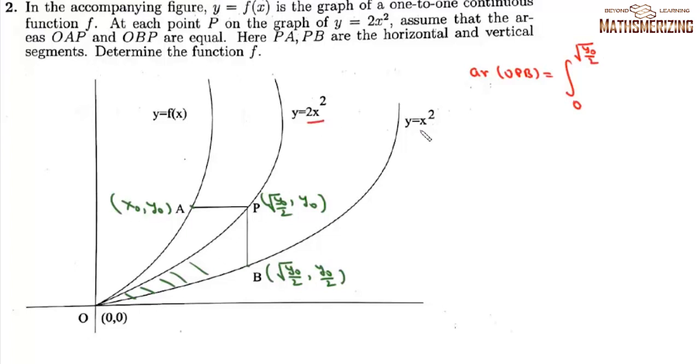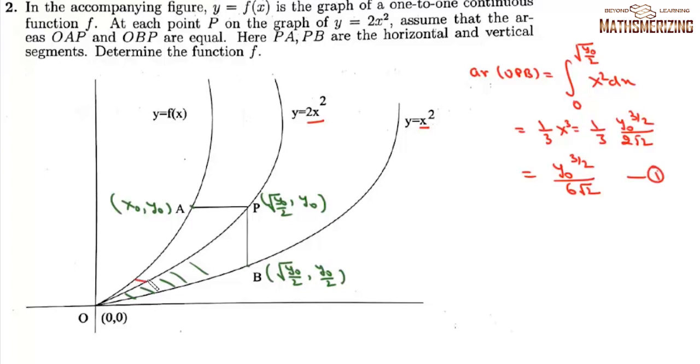curve. So 2x square minus x square will be simply x square dx, which is 1 by 3 x cube. So we can write this as 1 by 3 and then y0 to the power 3 by 2 and 2 root 2. So this area will be y0 to the power 3 by 2 upon 6 root 2, and that's our first equation. Now we'll find this area OAP.